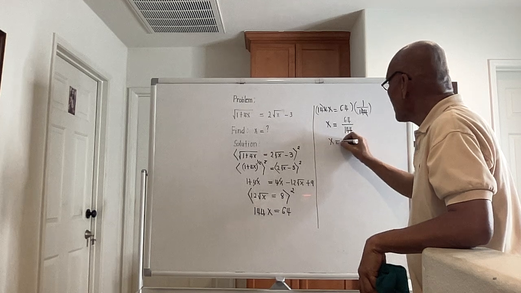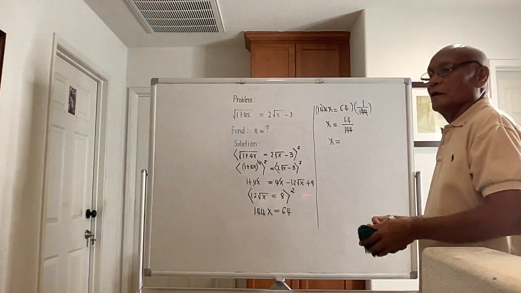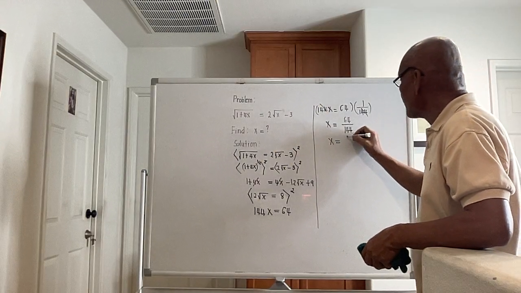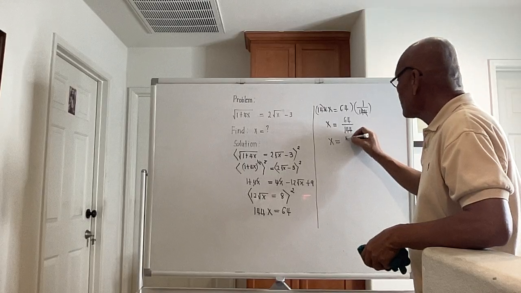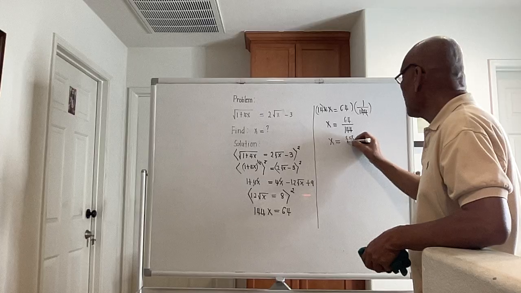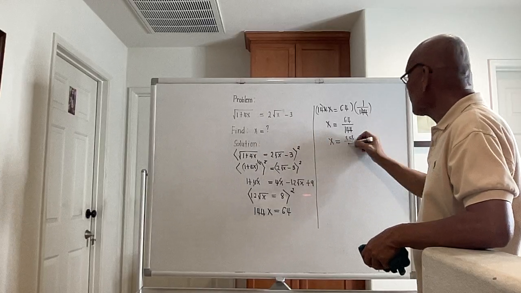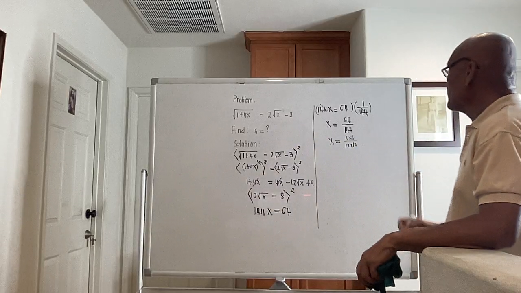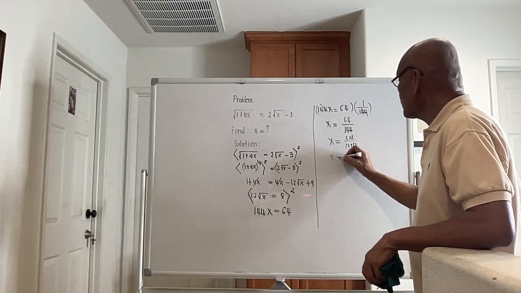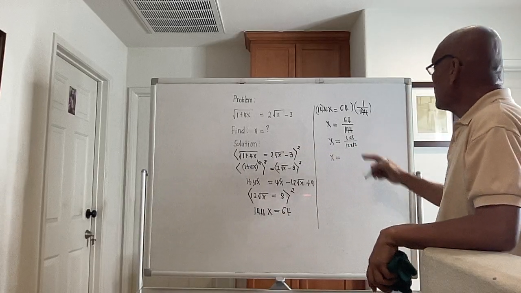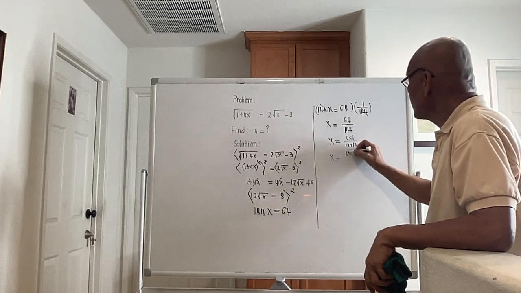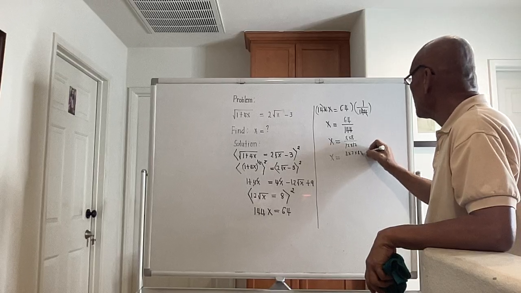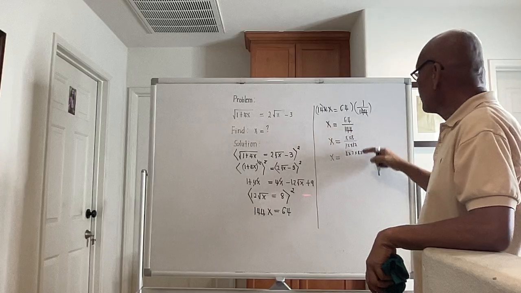We could simplify the value of x to the lowest common denominator possible. I think 64 is 8 times 8, right? And 144 is actually 12 times 12, right? So x now will be equal to 8, which is 4 times 2, and again 8 is 4 times 2. 4 times 2 is 8. 4 times 2 is 8.